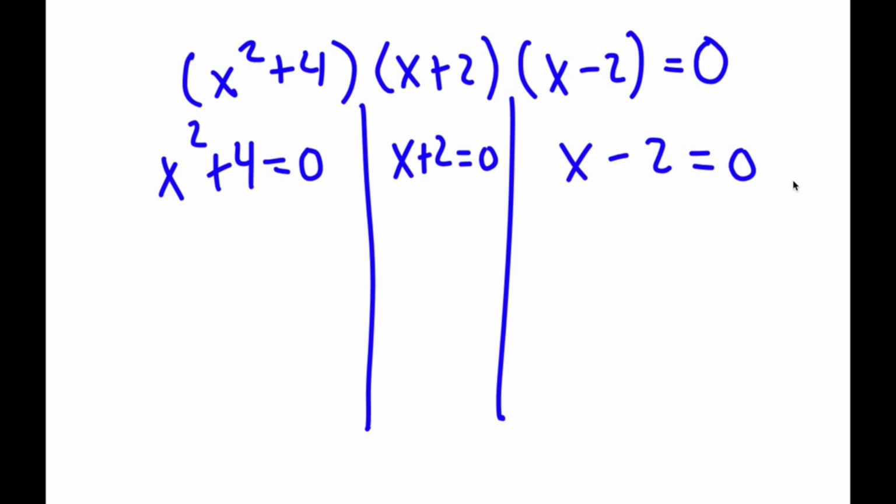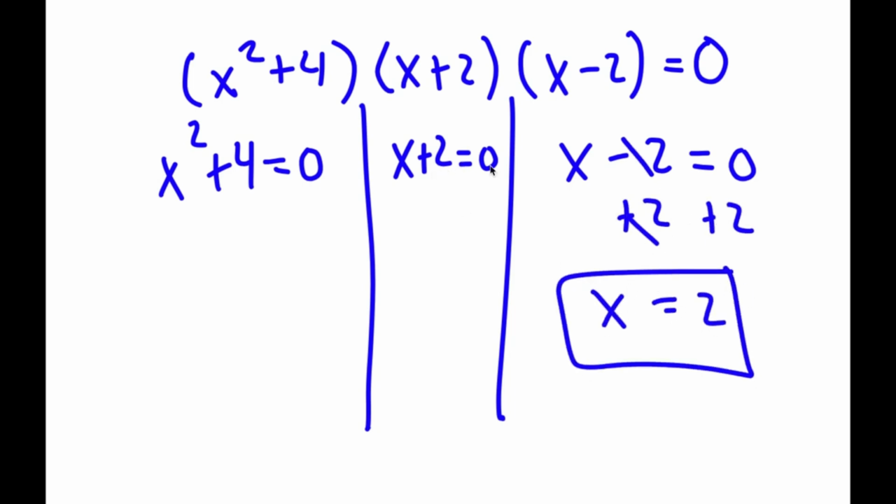So let's first start off with the easier equations, which are x plus 2 equals 0 and x minus 2 equals 0. So if x minus 2 equals 0, all I have to do is add 2 on both sides, and I get x is equal to 2. So this is one solution. If x plus 2 equals 0, all I have to do is subtract 2 on both sides, and I get x is equal to negative 2. So I have two solutions already.